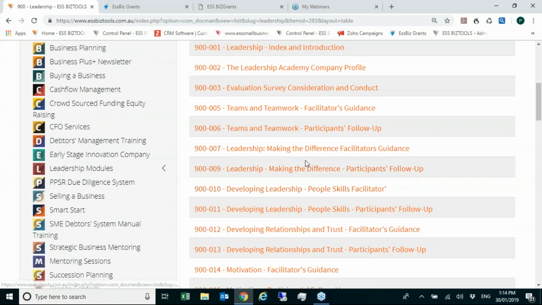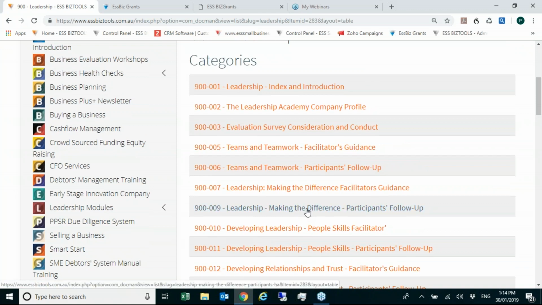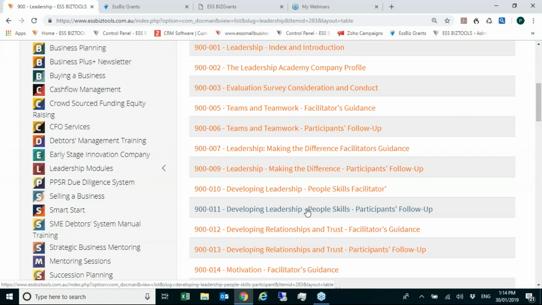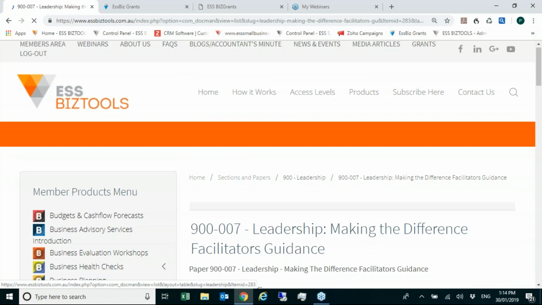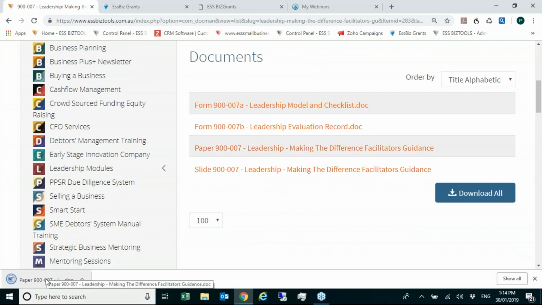So there are 9 modules, and they trace the whole leadership story through. It is based on his work, but he's also based it on a couple of the well-known leadership authorities around the world, and it's divided. His material was always divided into a facilitator's guidance and a participant's follow-up, as he called it. So to check it, we'll go into the facilitator's guidance. There is an article, and if we wanted to have a look at the paper itself.